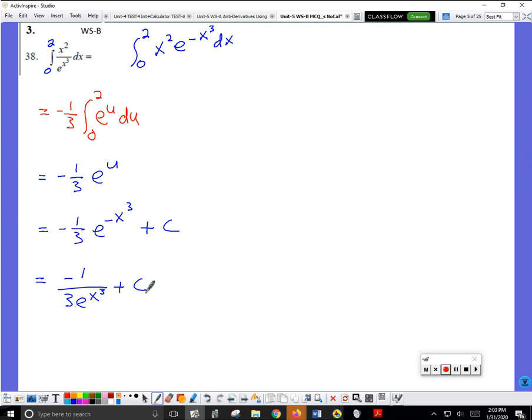Please. On the AP test, if you have a negative exponent, will they mark that wrong if you don't bring it down?